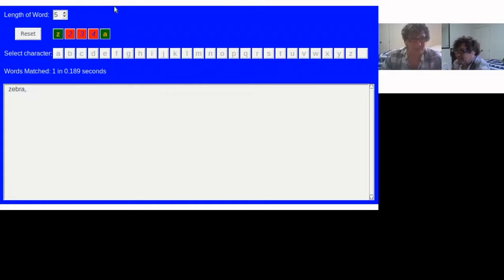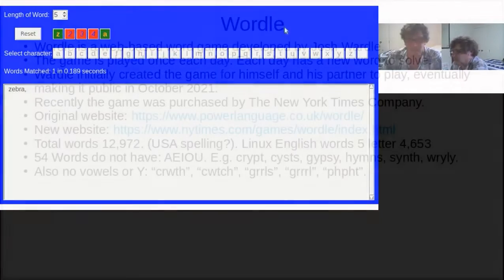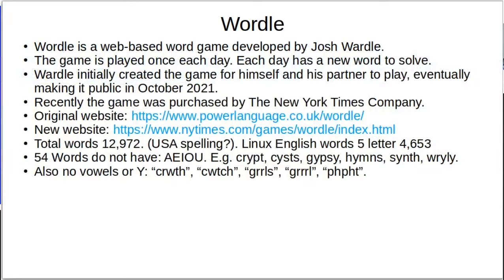Anyway, I've written a separate little program, which I've called Wordle Assistant, and it's not actually a GUI. This is a Tkinter GUI interface. My one's just a command line interface.